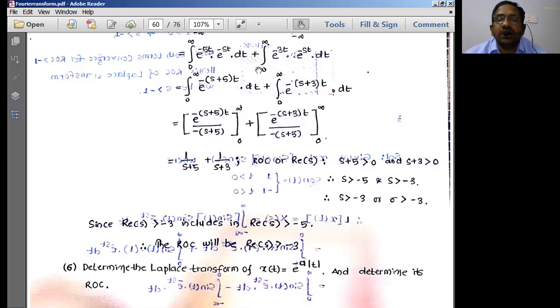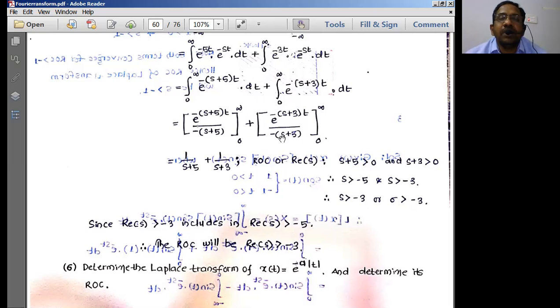So the integration of this is going to be e power minus nt by minus n. I'll expand this in this particular format, and finally after expanding, we apply the limits. So e to the power minus infinity is 0, so this factor goes for the upper limit. The lower limit is going to be e to the power minus 0, that means it is equal to 1. So minus into minus becomes plus, and I'll be having something like 1 by s plus 5.